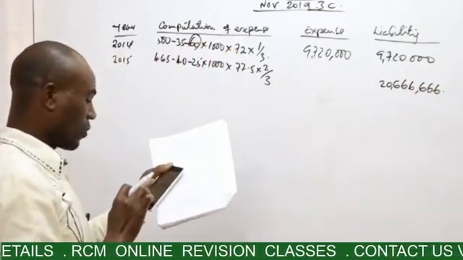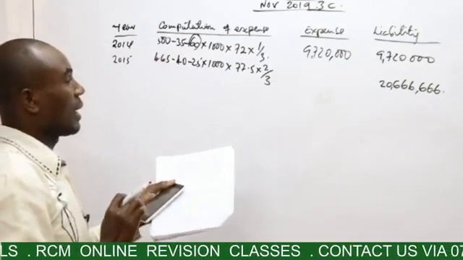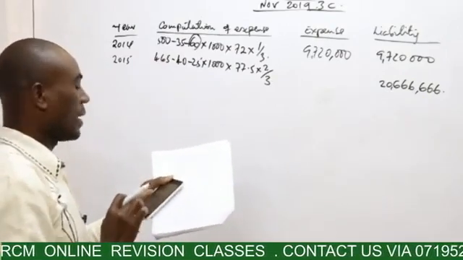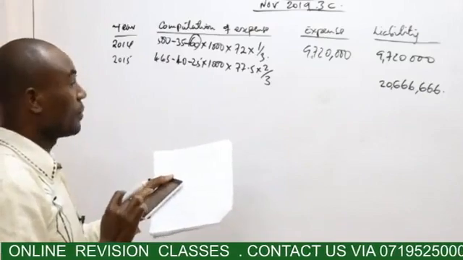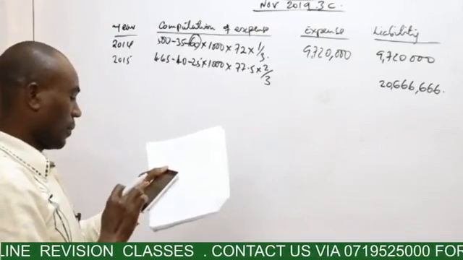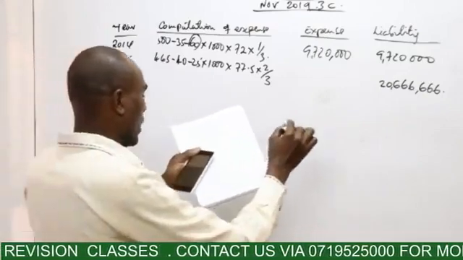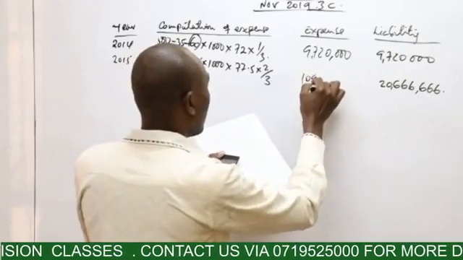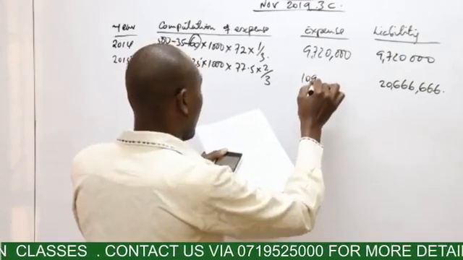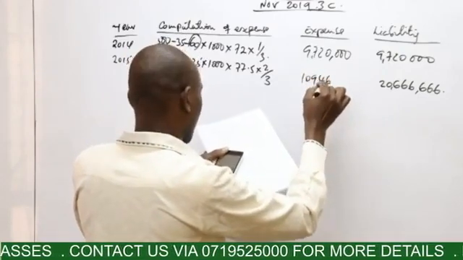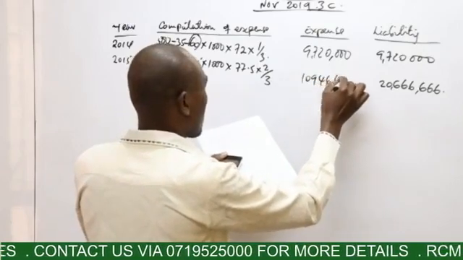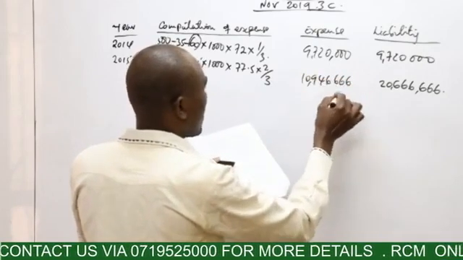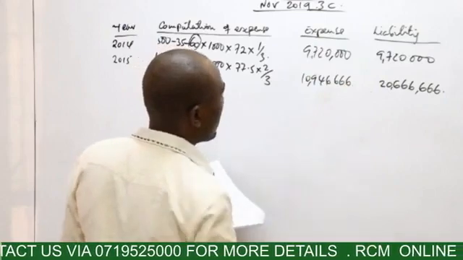Then I subtract 97,20. I'm getting something like 109,46,666. This is what I'm getting as my expense.